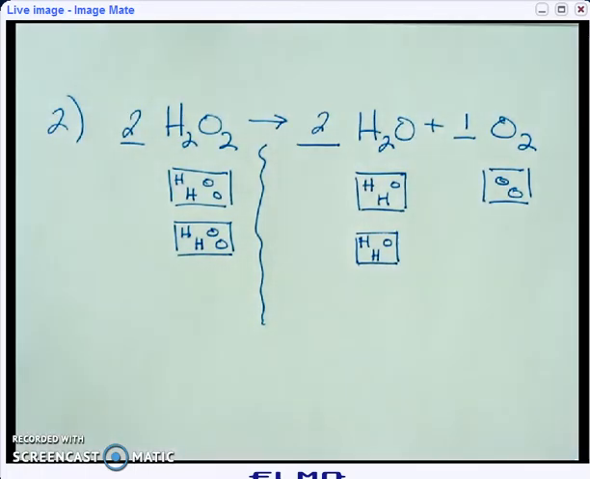I always highly recommend doing this at the beginning, even if you already know how to balance, because when the formulas become a little bit more complicated, you need something to fall back on. Okay? Questions on that? We good?